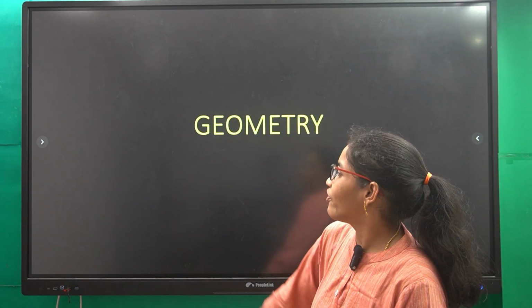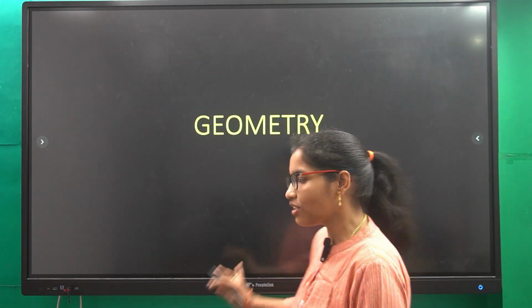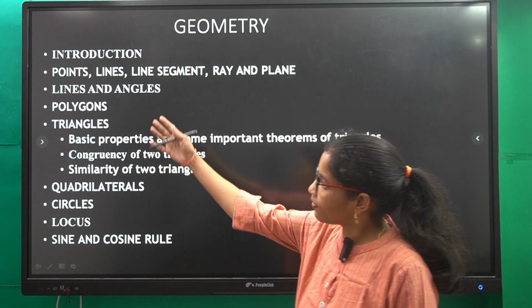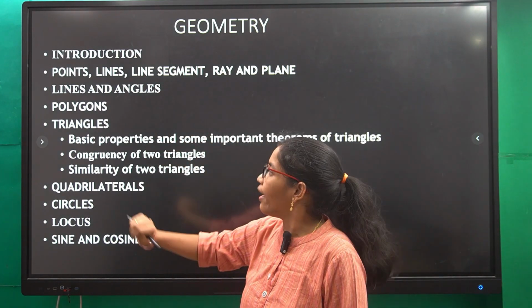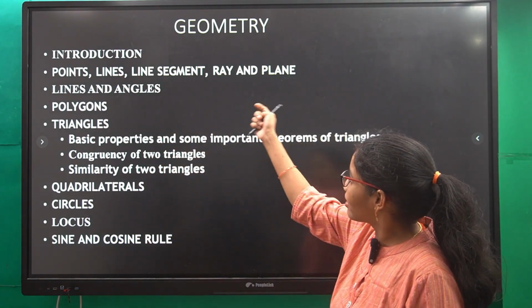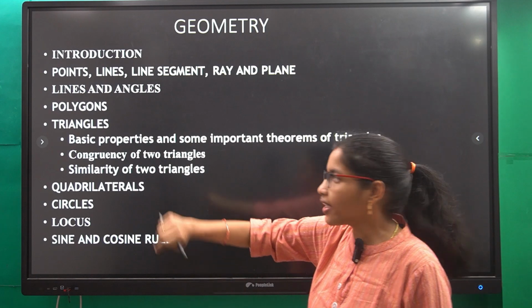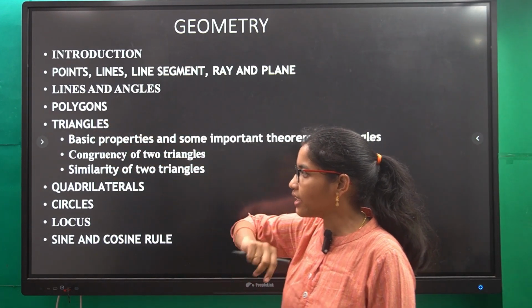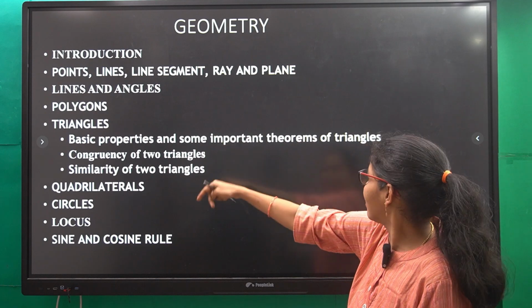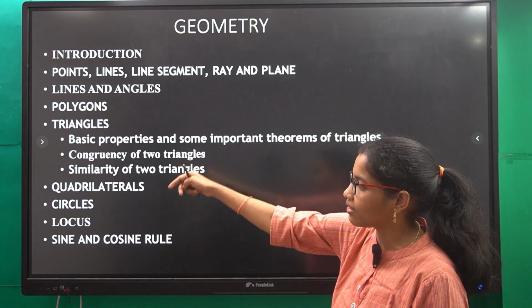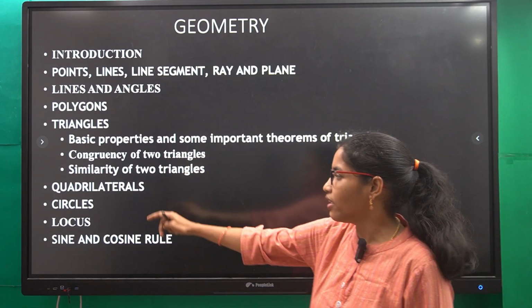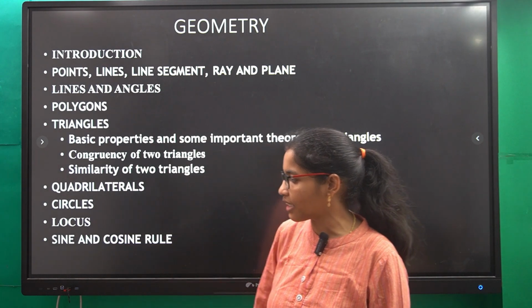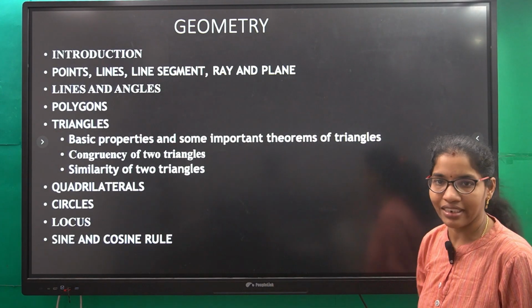Okay? First we will see what is inside of this geometry. So first one is introduction and about points, lines, line segment, ray and plane. Okay, lines and angles, polygons and triangles. In that the properties and theorems of triangles and congruency and similarity of triangles. Okay, the next one is quadrilateral, circles, locus and sine and cosine rule.